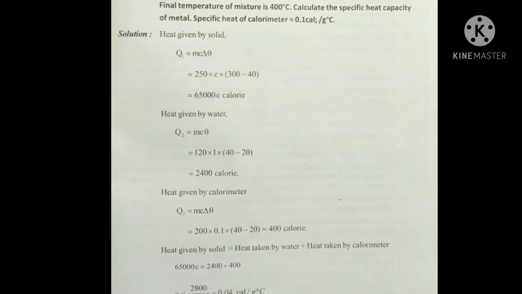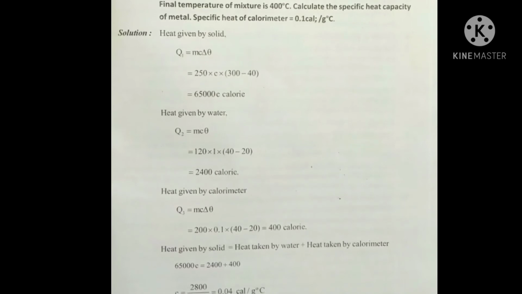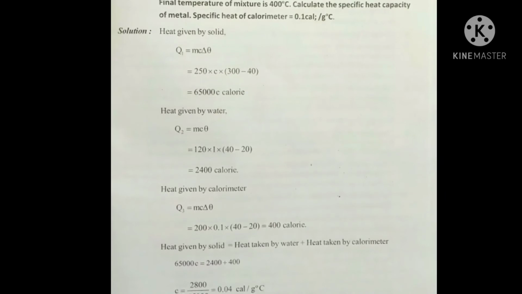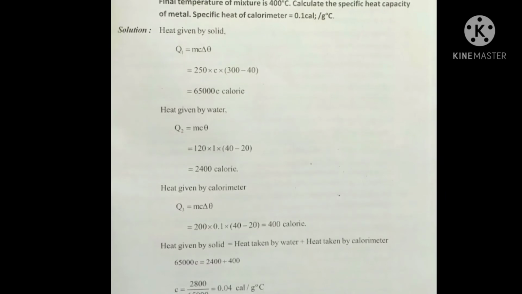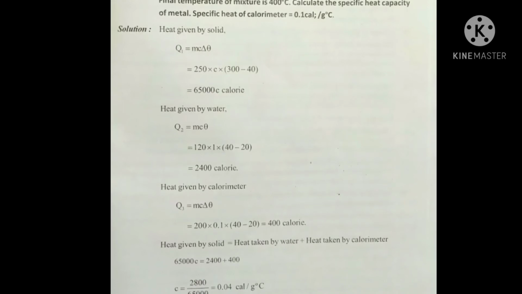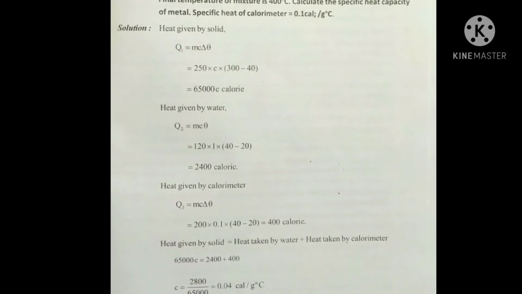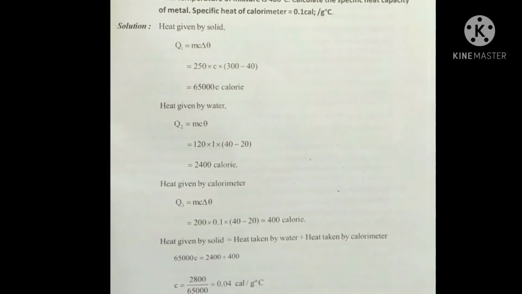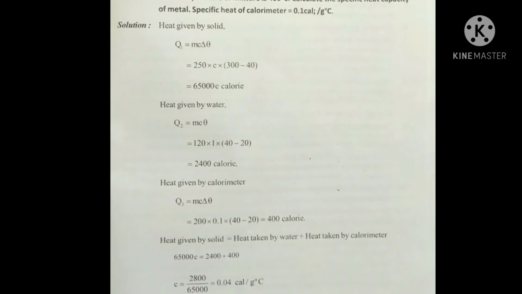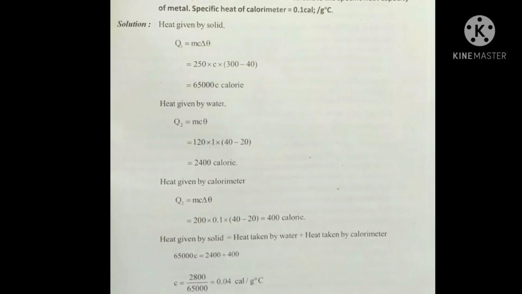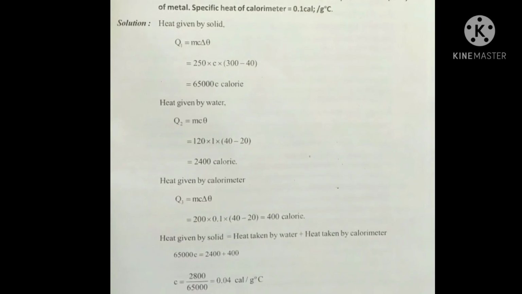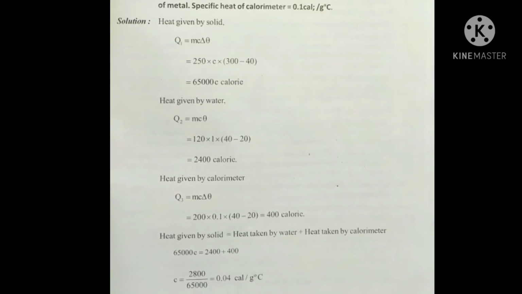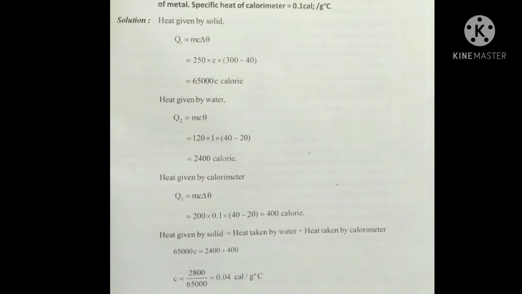Here, heat given by the hot body is equal to heat taken by the cold body. Similarly, heat given by the solid is equal to heat taken by the water plus heat taken by the calorimeter. That is equal to 65,000. The specific heat constant of the material is equal to 2400 plus 400. So C is equal to 2800 by 65,000. The result is 0.04 calories per gram degree centigrade. This is the final result.